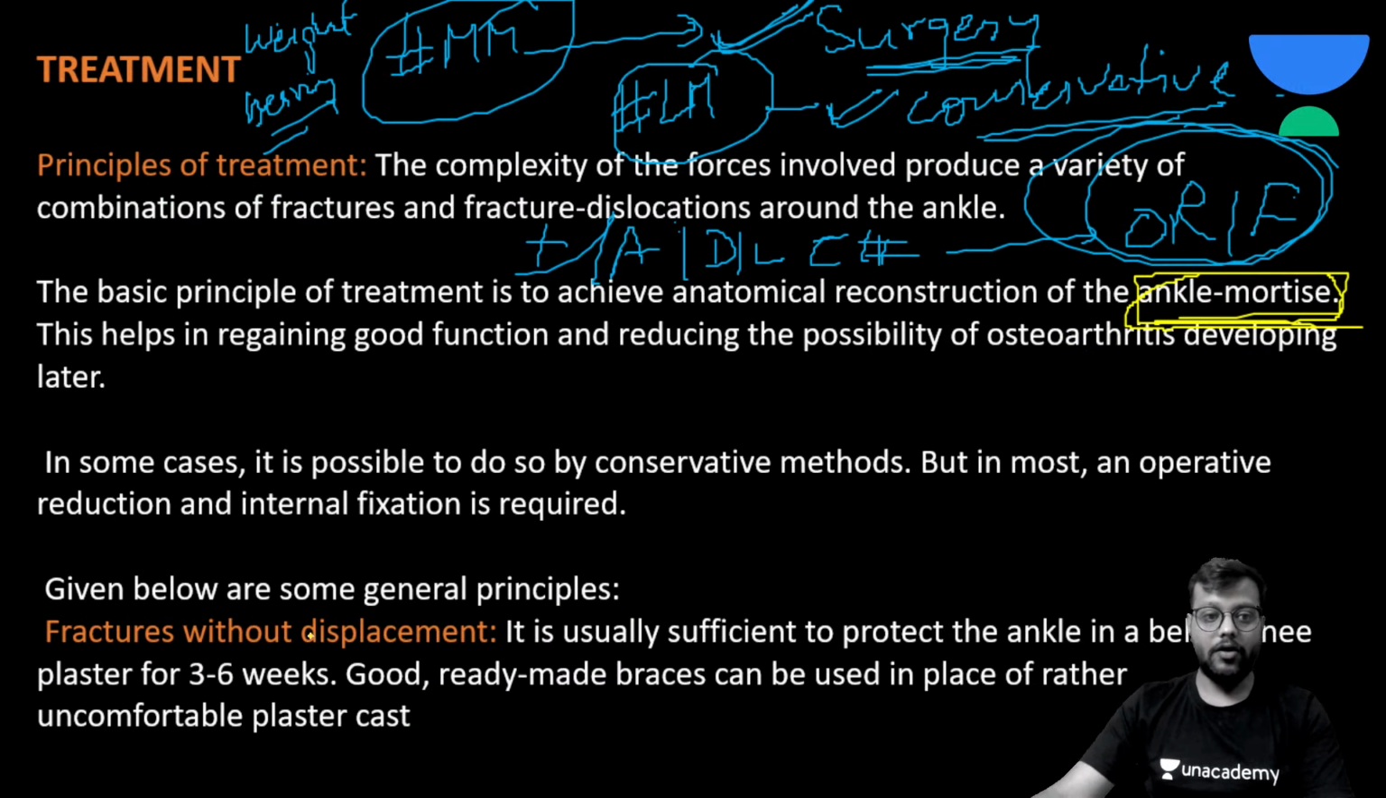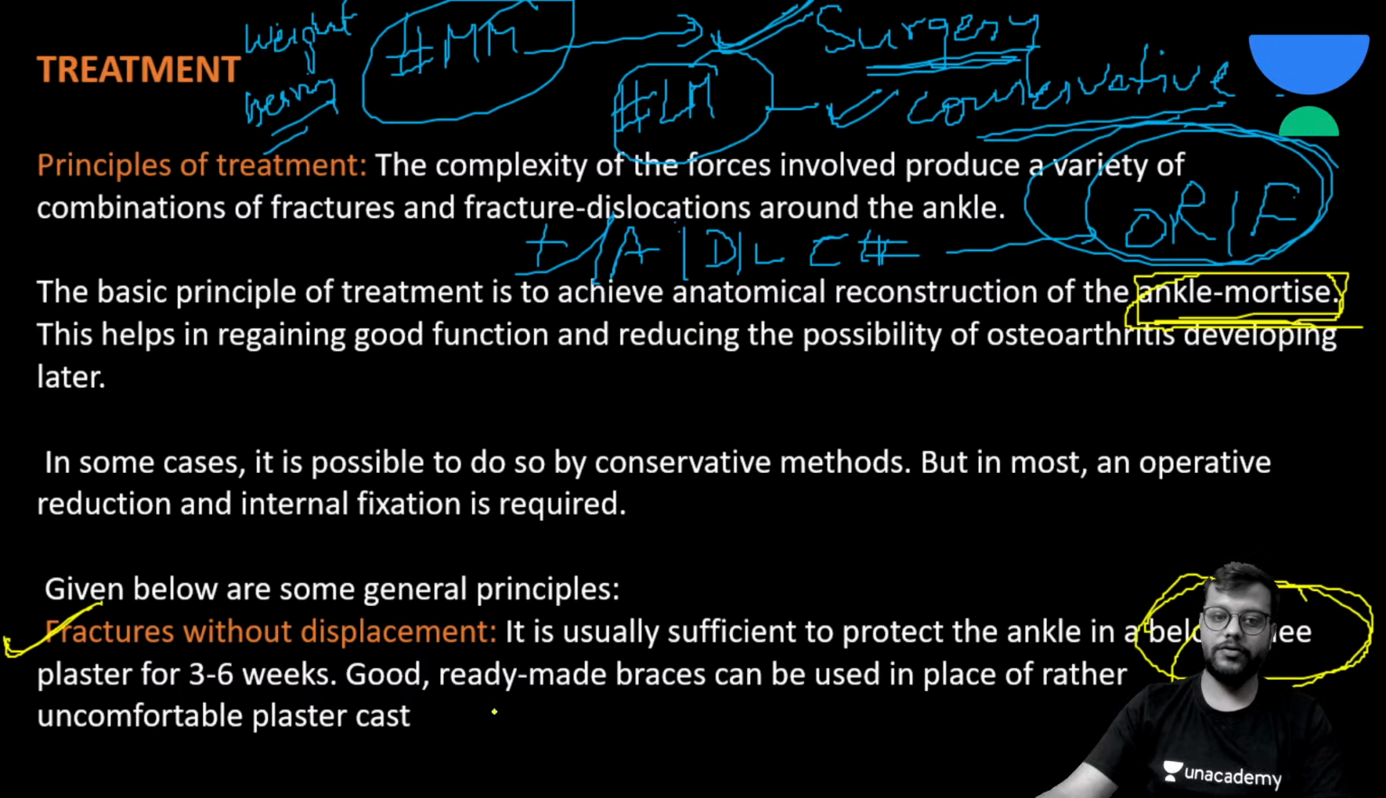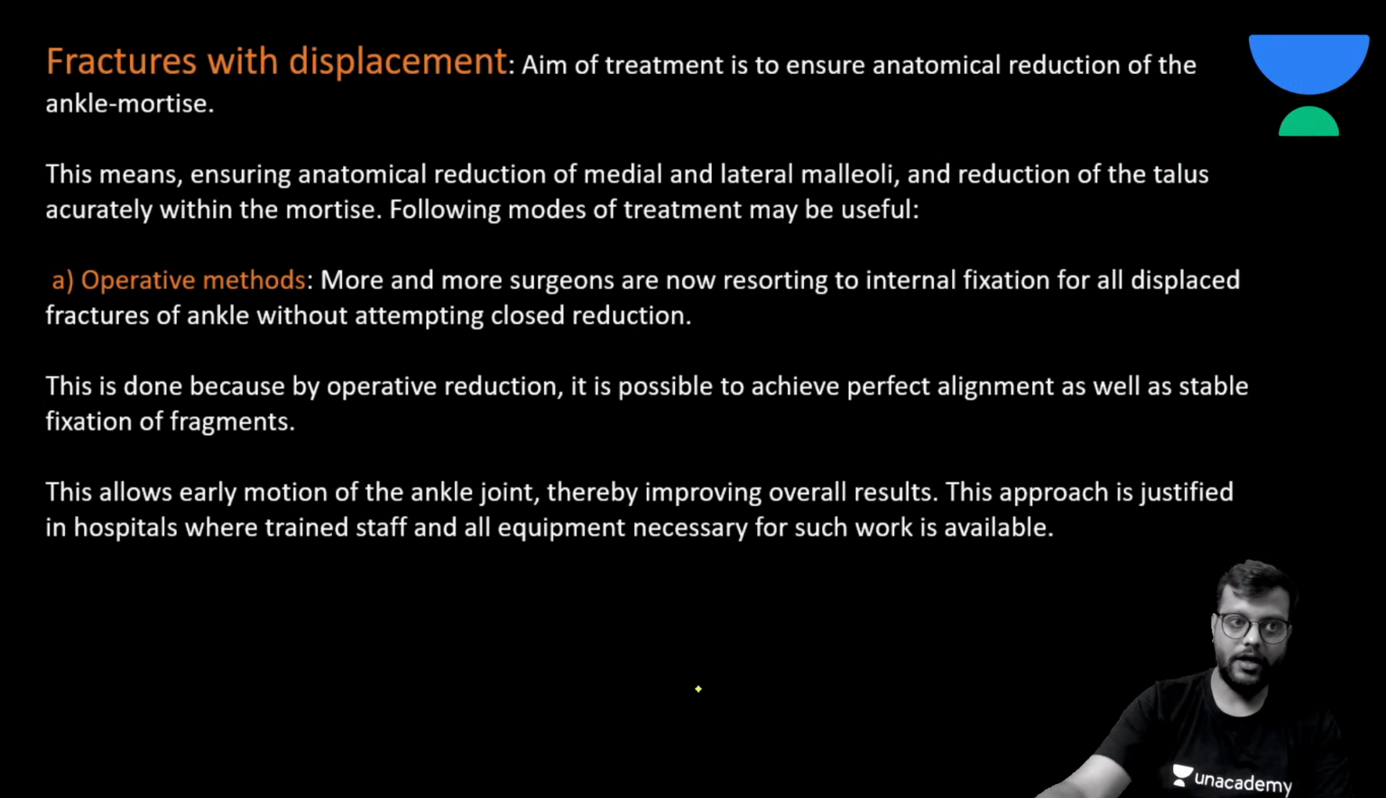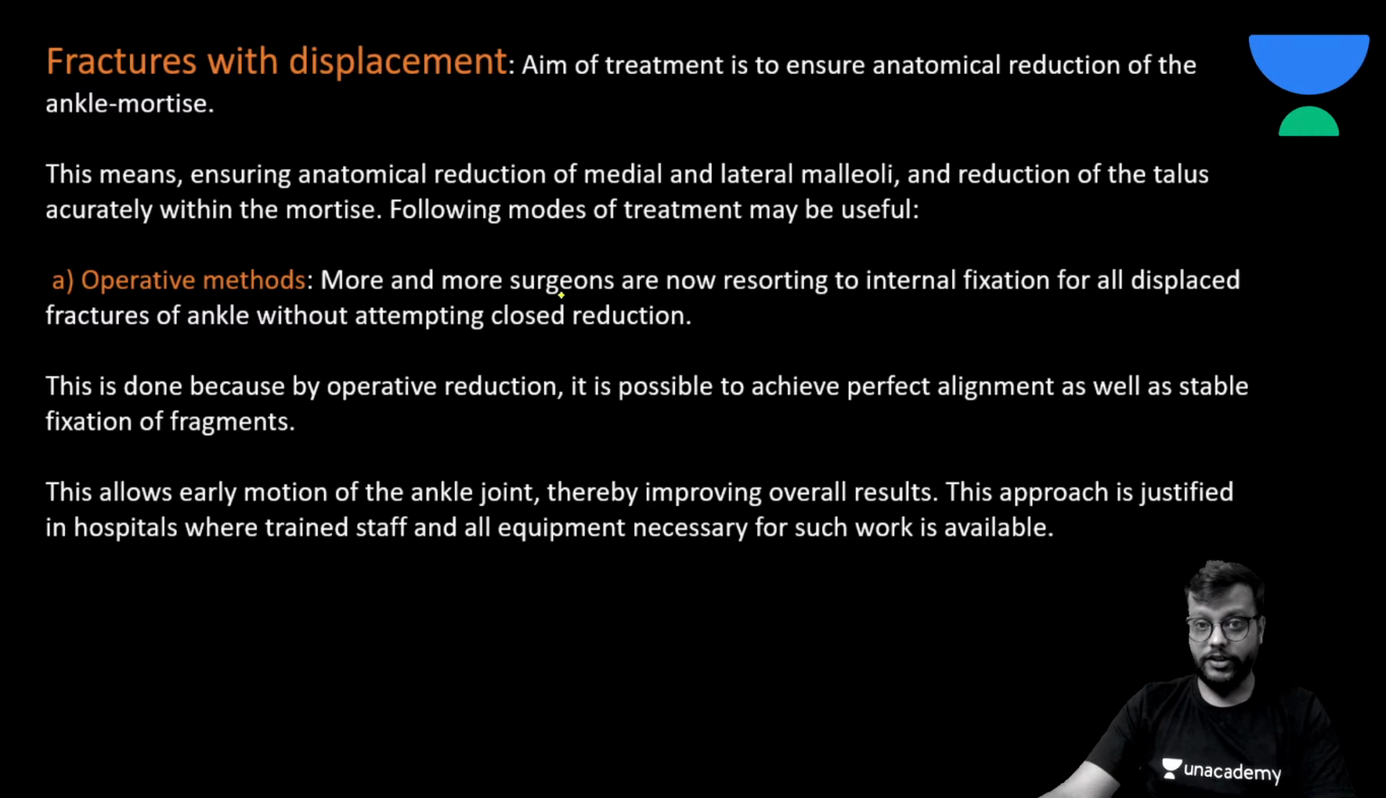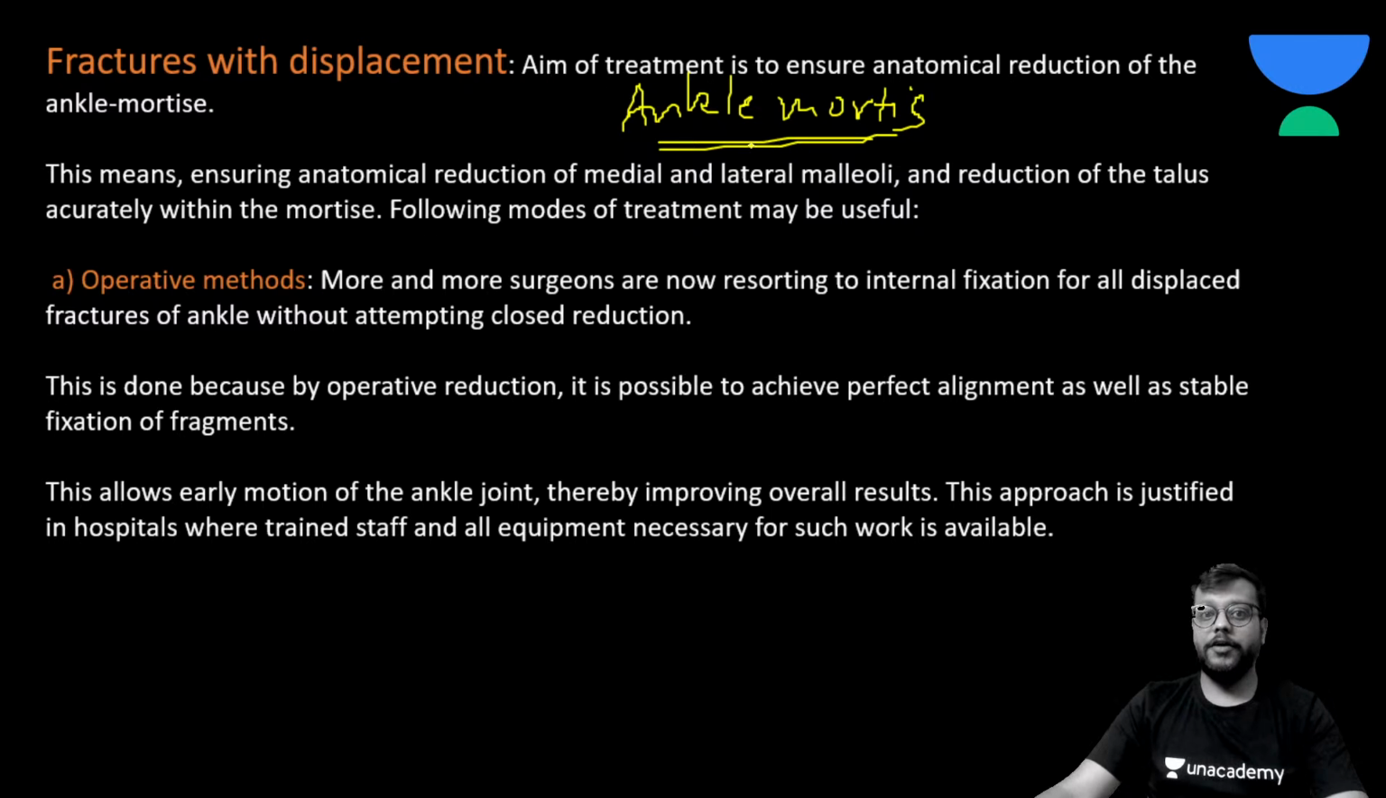Okay, now here are general principles, like if fracture is without displacement and non-intra-articular, just below knee cast will be good for like 3 to 6 weeks, followed by physiotherapy and bracing and weight bearing. If it is with displacement, you have to maintain the ankle mortise, which is possible by the operative techniques. You have to go for the internal fixation.